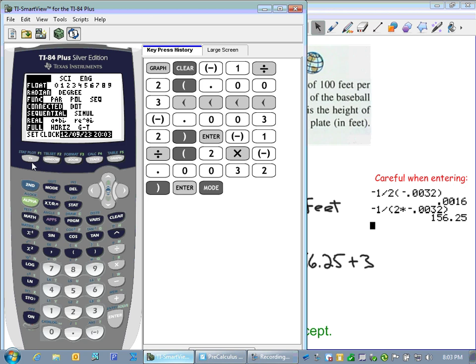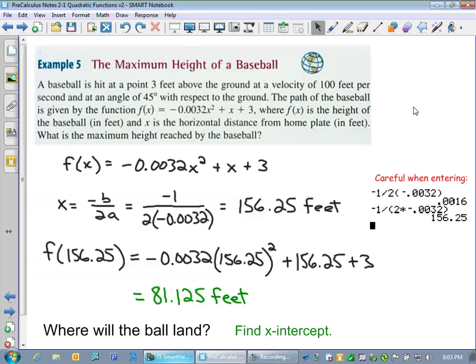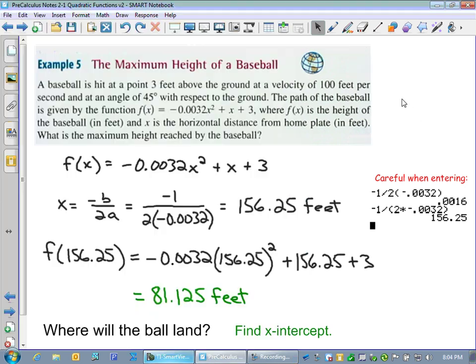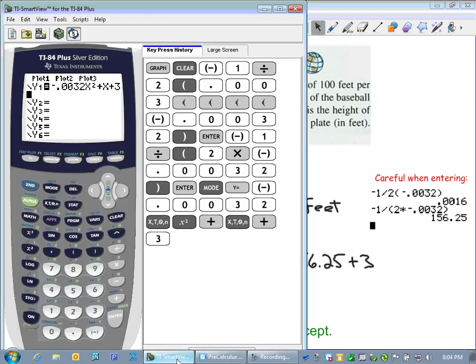And once we see our mode is correct, now we're going to go to y equals, and we're going to enter in this equation exactly the way it is. Remember, f of x is y, so it's y equals negative 0.0032 x squared plus x plus 3. Let me double check that. Yes, that is correct. All right, once we have our equation in there, we're going to get a graph by selecting our domain and letting the calculator figure out the y values.